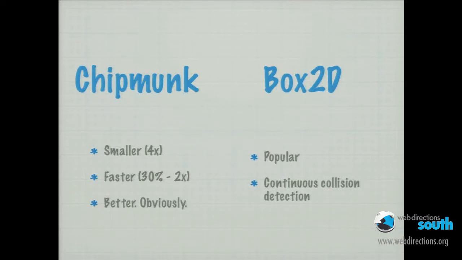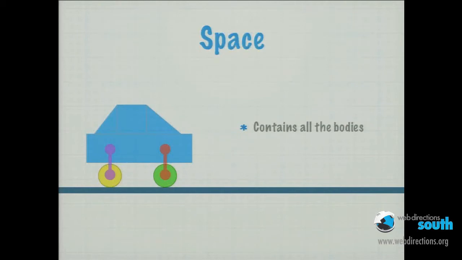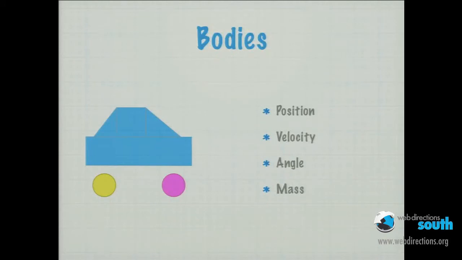There's 3 things we need to know about to be able to use Chipmunk. There's spaces. The space contains all of the objects. It contains all of us in this room, say. There's bodies. A body is a whole bunch of bits that are fused together. If I built a car, then I would have the body of the car be one body. Each of the wheels would be a separate body because they can move independently of one another. Bodies have position, angle, mass, velocity, etc. They're objects in the world.